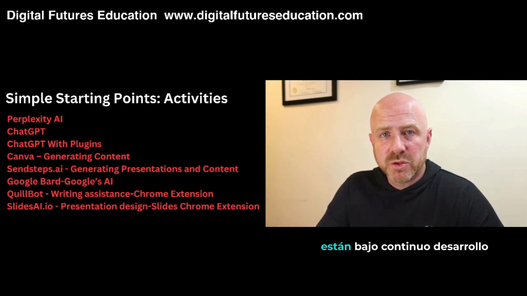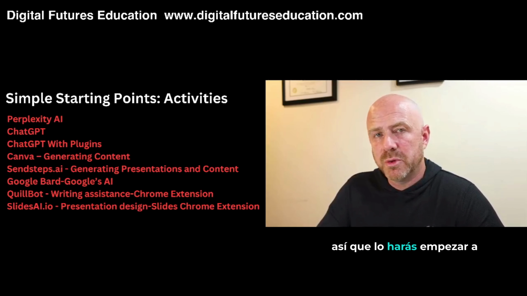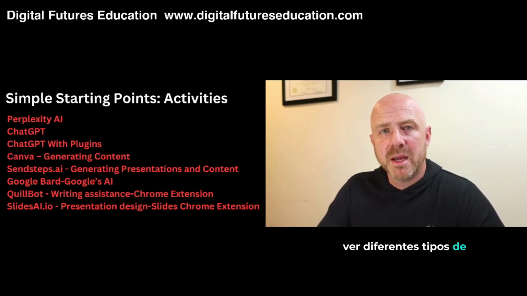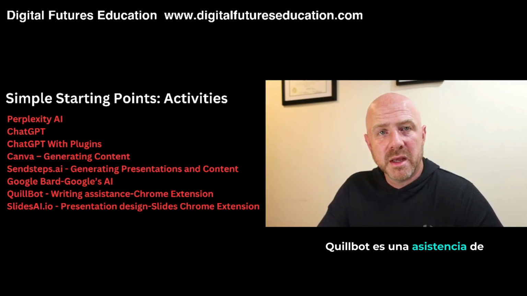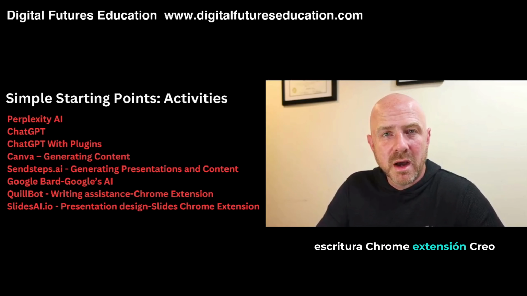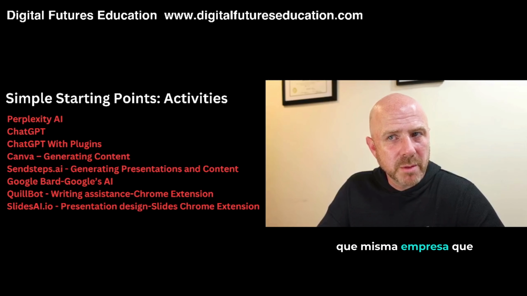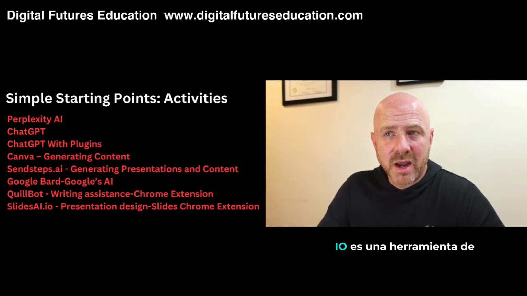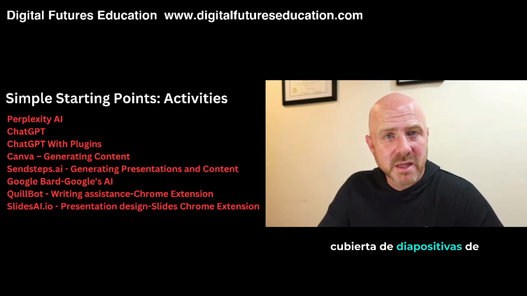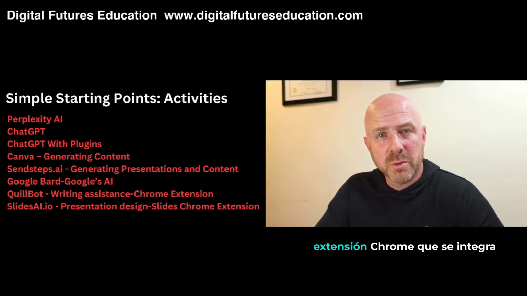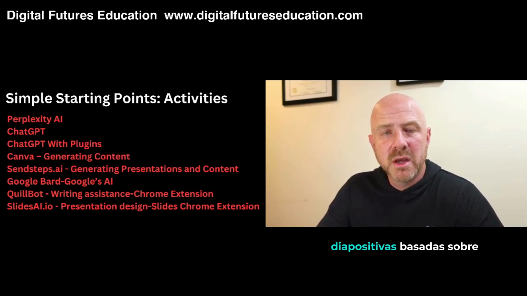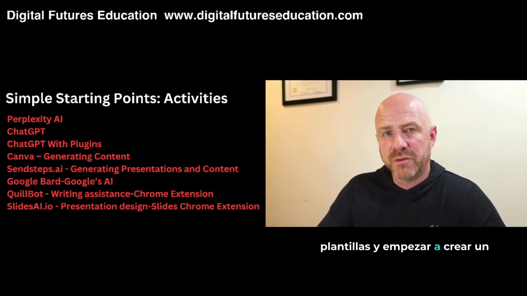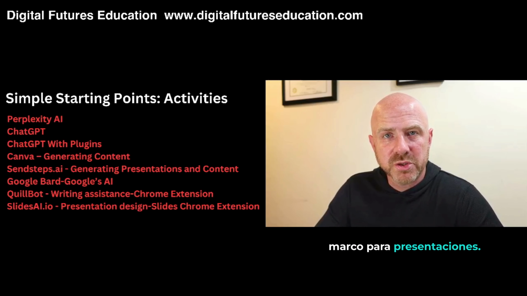But all of these tools are under continual development, so you will start to see different types of features built in within the tools. Quillbot is a writing assistant Chrome extension, I believe from the same company as Grammarly. SlidesAI.io is a presentation slide deck tool that is also a Chrome extension that integrates with Google Slides to help you create slideshows based on templates and get you started for creating a framework for presentations.